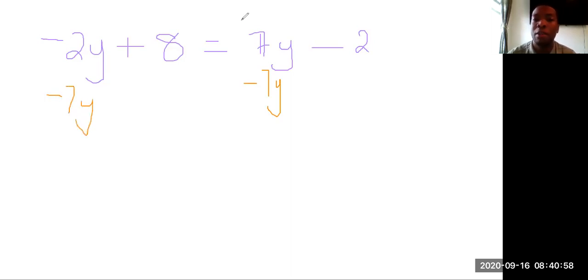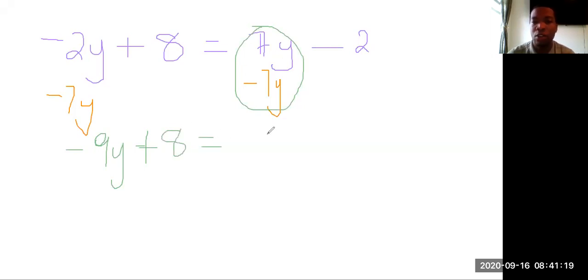So now I'm going to simplify. This goes to 0. On this side, minus 2y minus 7y is minus 9y. So plus 8 equals, this is 0, so I have negative 2 left. And negative 2y minus 7y is negative 9y. Refer to the number line video to figure out how we got negative 9y.